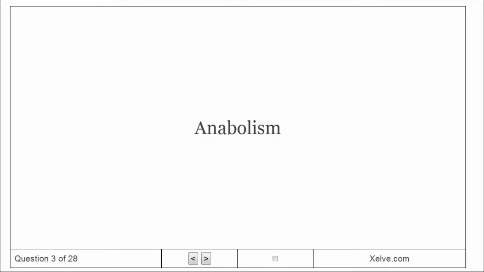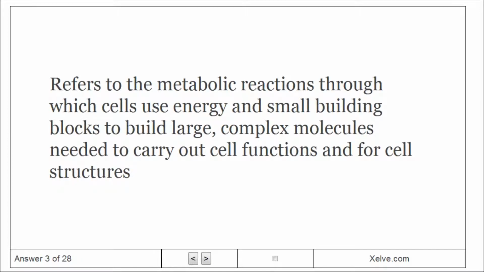Anabolism refers to the metabolic reactions through which cells use energy and small building blocks to build large, complex molecules needed to carry out cell functions and for cell structures.